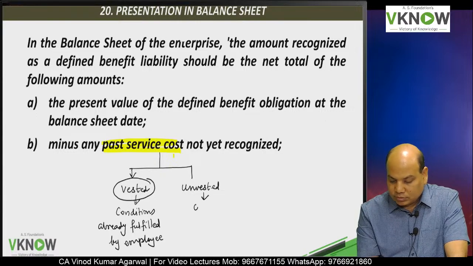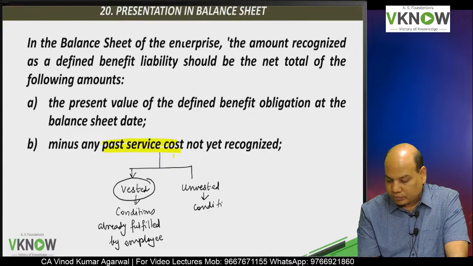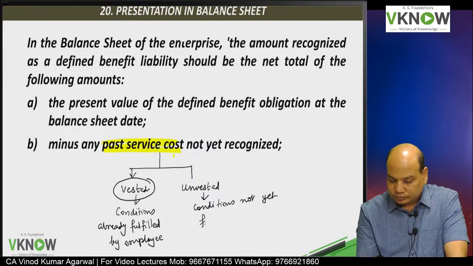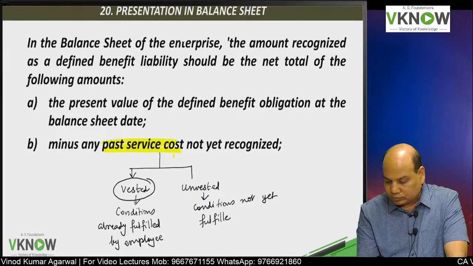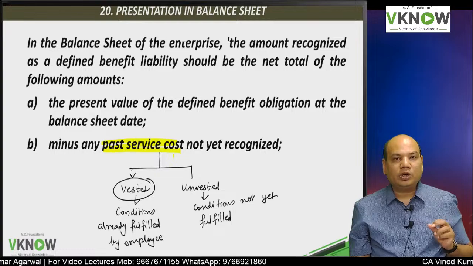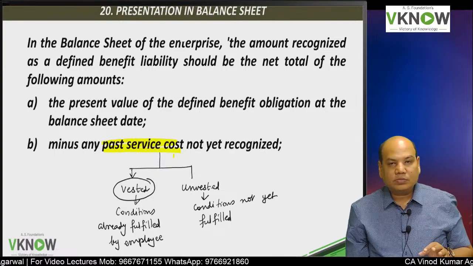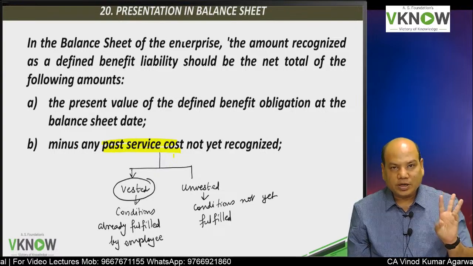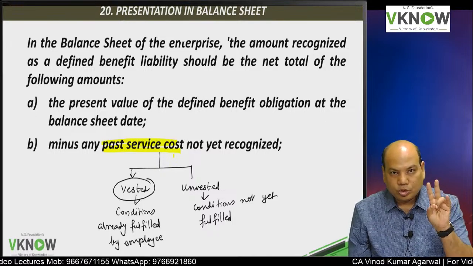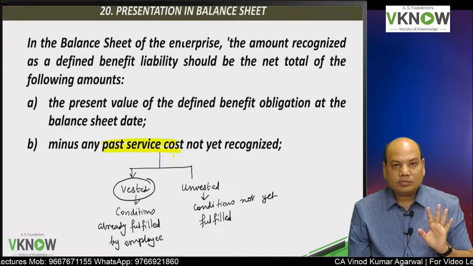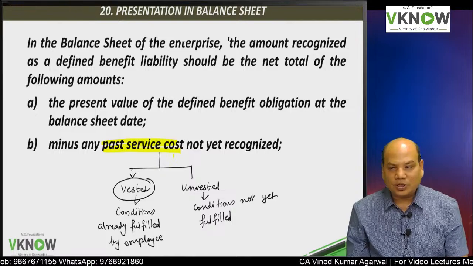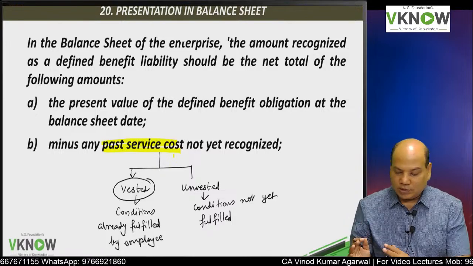Unvested, conditions not yet fulfilled. Condition is to complete a minimum of 5 years of service. There are some employees who have completed 3 years only. So with respect to such employees, 2 more years they have to serve. Then they are entitled. Then they will get the benefits.